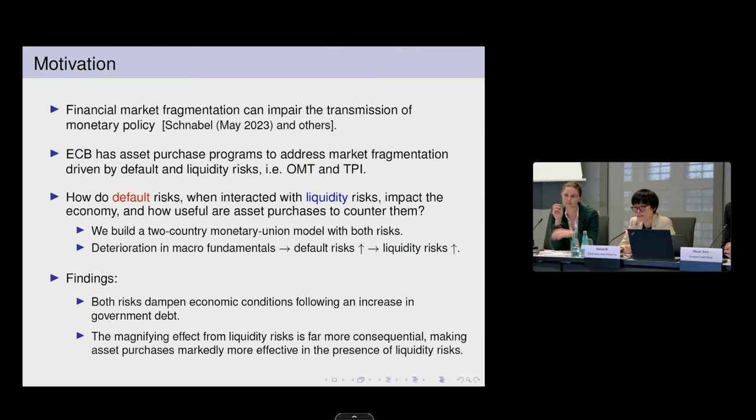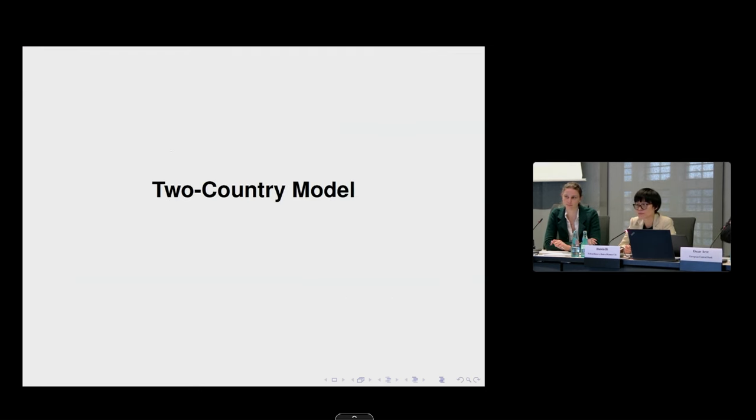So what do we find? Through the lens of this model, we find that both types of risk can dampen the economic condition following an increase in government debt. But the magnifying effect from the liquidity risk is far more consequential, and therefore makes asset purchases more effective in the presence of liquidity risk. So let me dive into the details with the model.